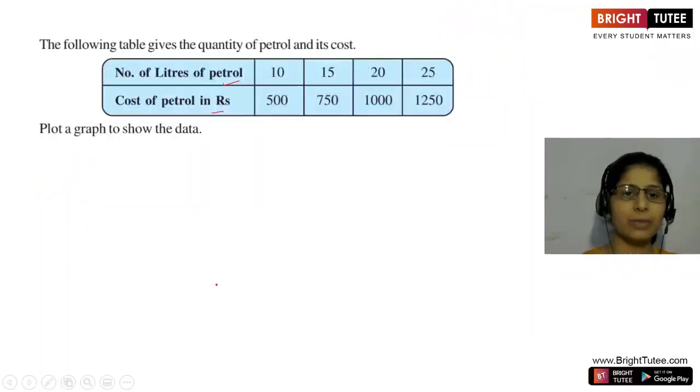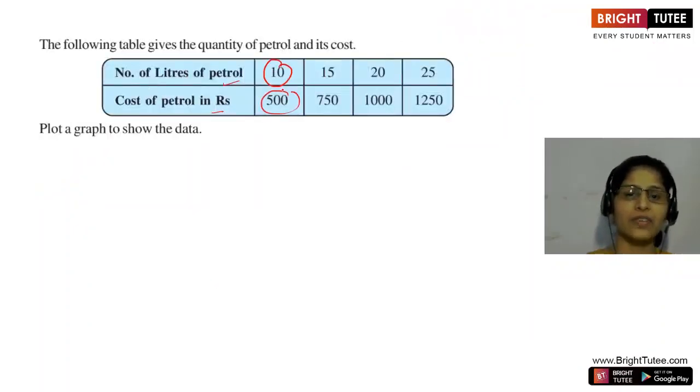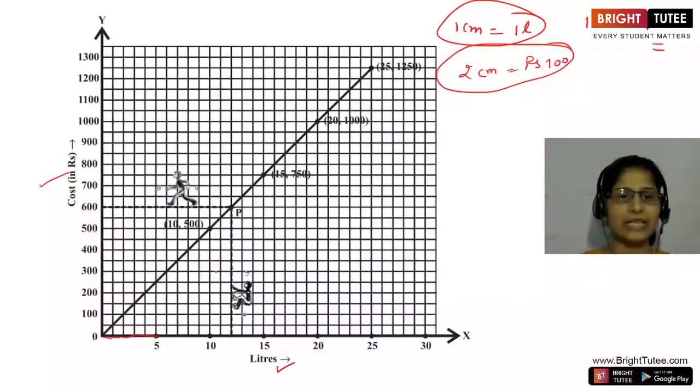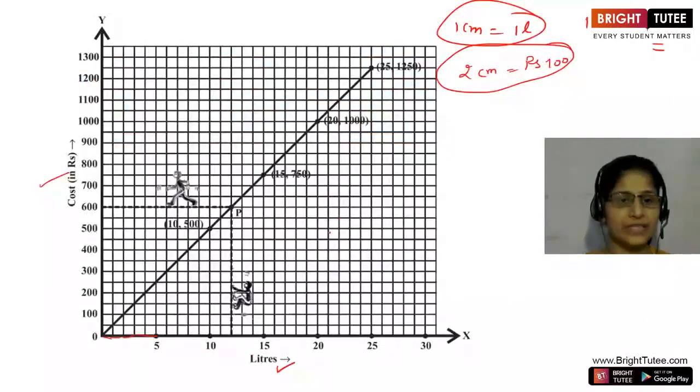Now looking at the table, for 10 liters of petrol the cost is 500. So 10 is the value of x because we have taken it on the x-axis, and cost will be the value of y. So y will represent the cost here. The first one is, for 10 liters of petrol 500 is the cost. So this is 10 liters here and this is 500 here. So this will be the first point.